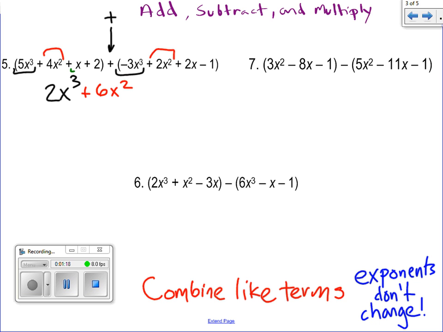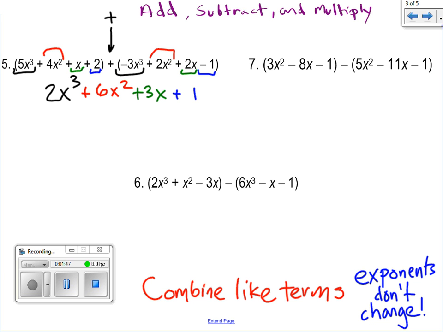I've got x plus 2x. That's 3x. And I've got 2 plus negative 1. That is 1. A very common mistake here, especially when you start working with exponent properties, is to think, okay, now I'm going to combine them all together. I have to multiply this, I have to divide this, I have to factor this, something. Nope. Just want to know if you can add or subtract.